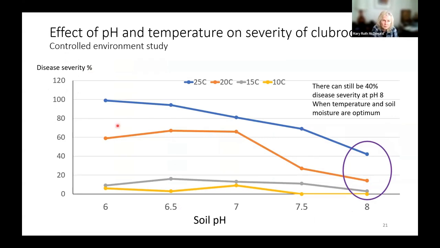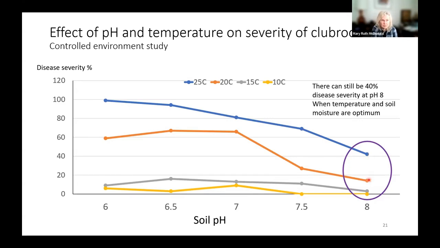This was a controlled environment study. We'll focus on the pH first, but we were also looking at the effects of different temperatures. So 25 Celsius, which I think is about 80 Fahrenheit, is in the optimum range for this pathogen to germinate and infect. And then we find very little disease at colder temperatures, like 10 and 15 Celsius. But the one important point here is even at pH 8, when we've got optimum temperature, we're still at 40%.